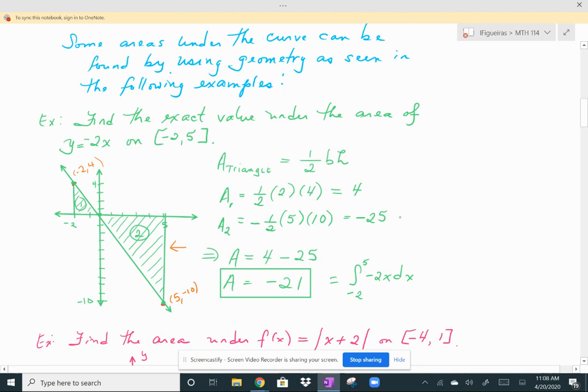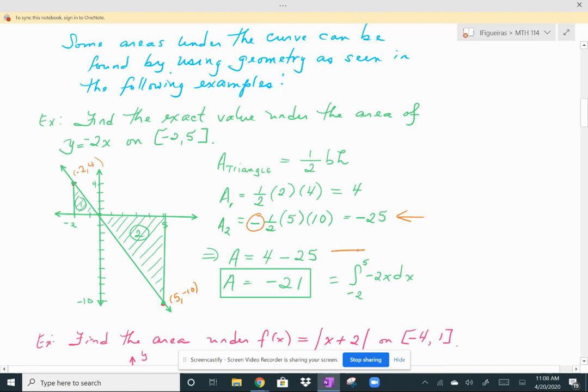The second triangle is below the x-axis, so we know that it is negative. So you can go ahead and just put that in right away based on its placement. That's 1/2 base times height. The base is 5, the height is 10. So here your net area for A2 is negative 25.